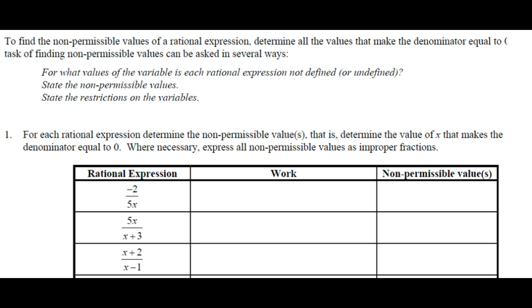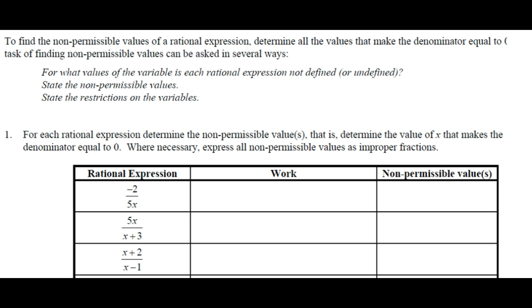We'll get into that. I'm not really going to distinguish between it too much on a test, like when you're writing stuff out. If I ask for restrictions and you give me non-permissible values, it's okay. If I ask for non-permissible values, you give restrictions, yeah, it's okay, right? It's just a very minor difference, but we'll get that down in a minute.